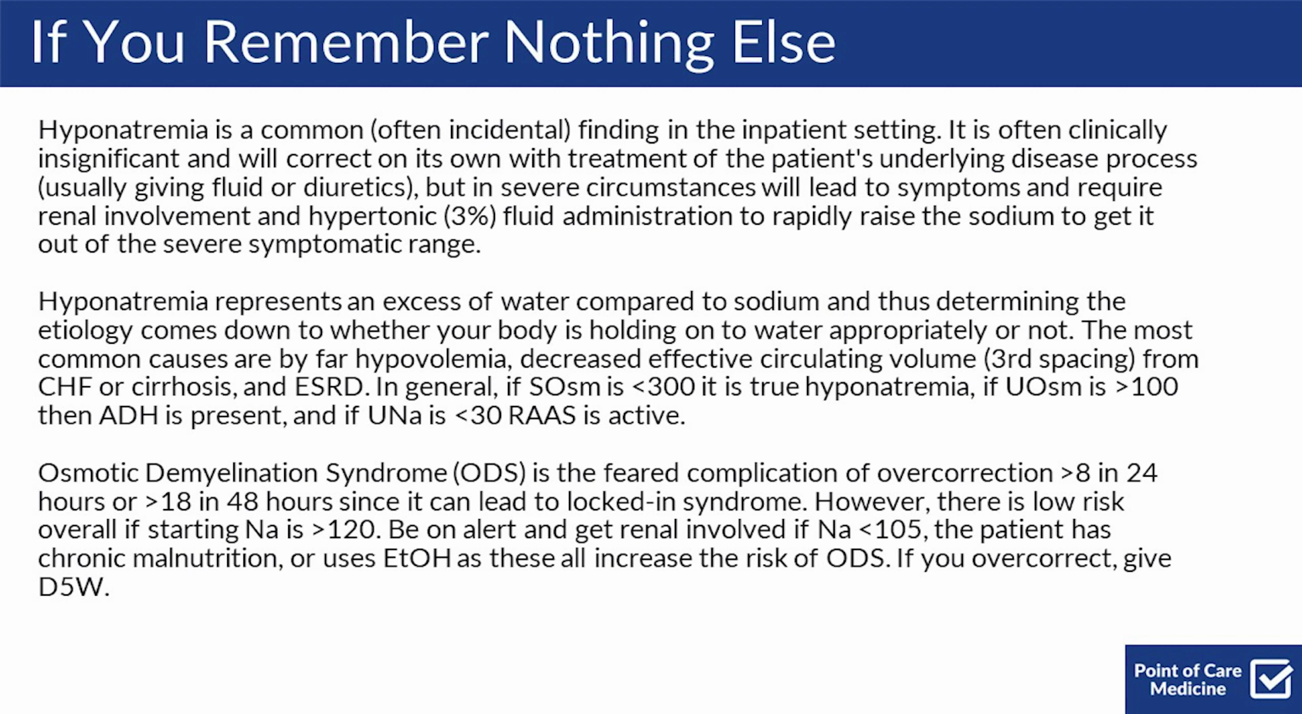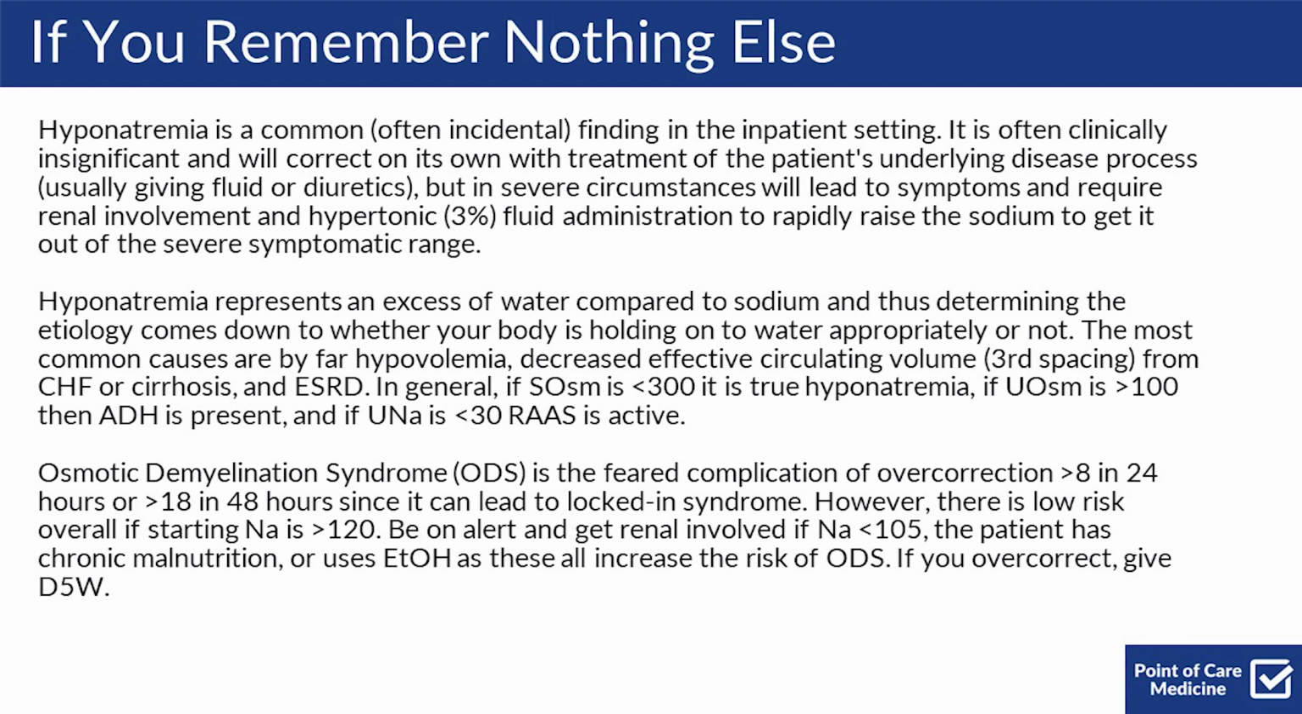Hyponatremia represents an excess of water compared to sodium, and thus determining the etiology comes down to whether your body is holding on to water appropriately or not. The most common causes are by far hypovolemia, decreased effective circulating volume, or third spacing, from CHF or cirrhosis, and end-stage renal disease. In general, if your serum osm is less than 300, then it's true hyponatremia. If your urine osm is greater than 100, then ADH is present, and if urine sodium is less than 30, then RAS is active.